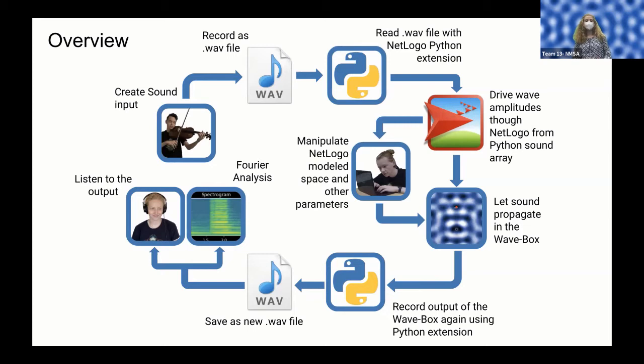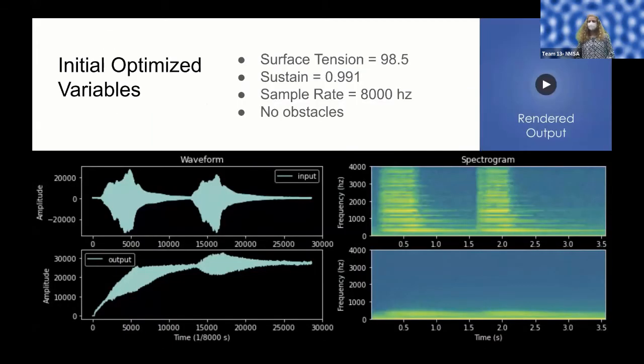We then let the sound propagate in the wave box after having been emitted from the speaker object, and then recorded the output of the wave box again using the microphone object in the Python extension. That recording can be saved as a new wave file, and then we can do a Fourier analysis of the output as well as listen to it. So we did this process with a number of different renders of the same 3.5-second clip of 2 notes on a violin with an 8,000 hertz sample rate, and analyzed the outputs.